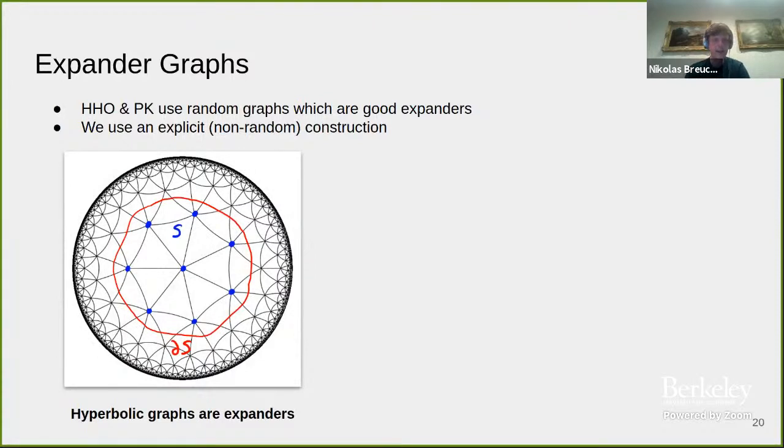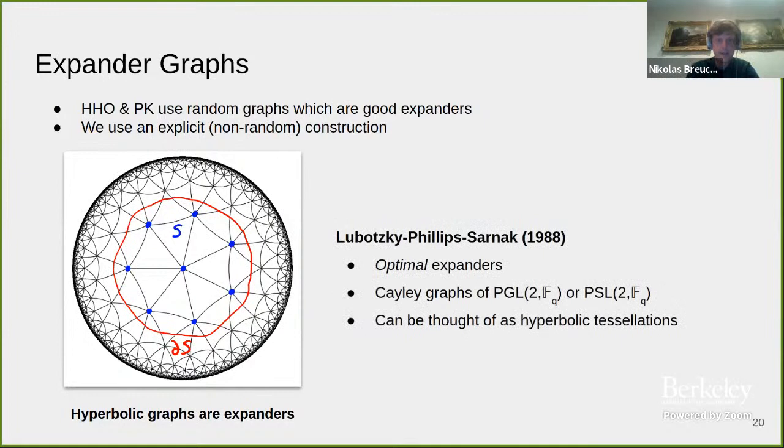It turns out that if we just take graphs which kind of nicely embed in hyperbolic space, then these tend to be very good expanders. In fact, there's a celebrated result due to Lubotsky, Phillips, and Sarnak, who show that optimal expanders can be achieved in this way. And these are Cayley graphs of the two groups, either PGL or PSL. And in fact, these can be kind of thought of as hyperbolic tessellations, which I will kind of do in this talk.